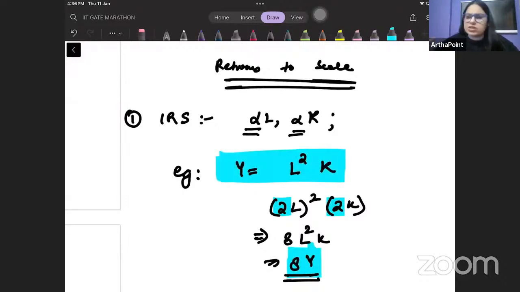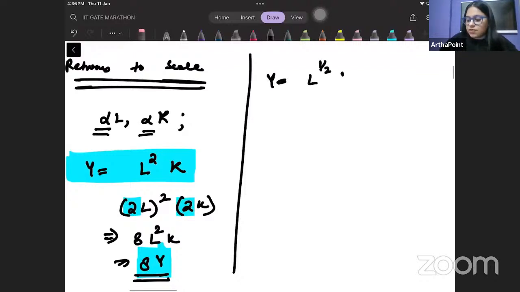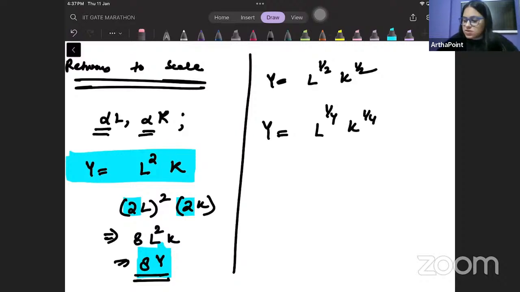Similarly, we are also clear with constant returns to scale and decreasing returns. So constant returns to scale will look something like this: Y is equal to L to the power half, K to the power half. And decreasing will look like this: L to the power 1 by 4, K to the power 1 by 4. You can also see by adding the powers. The sum of the powers is less than 1, so this is decreasing returns to scale. Equal to 1, constant returns to scale. Greater than 1, increasing returns to scale.